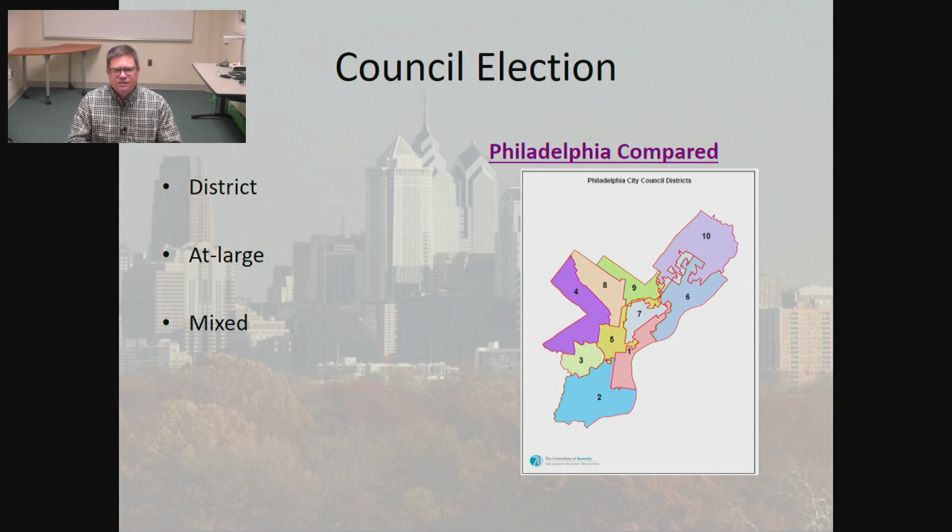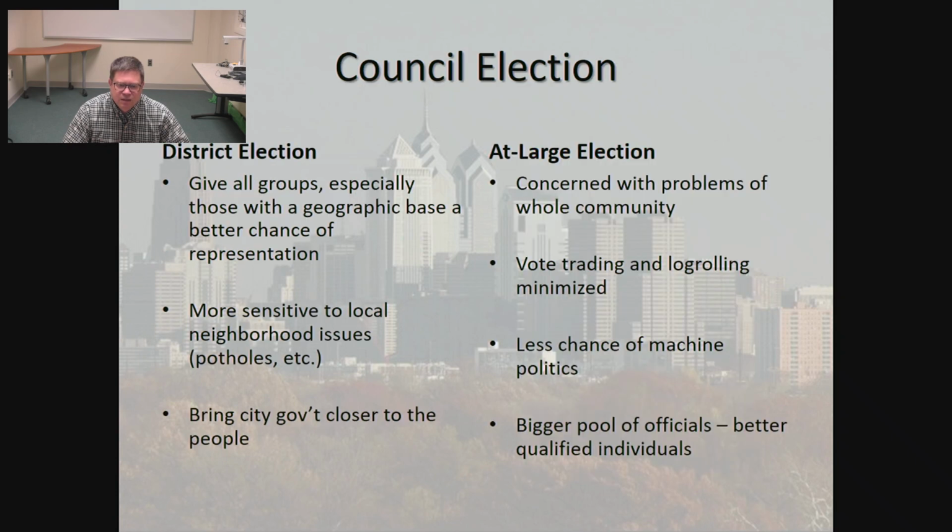And then there are mixed systems, which is what the city of Philadelphia has. So the city of Philadelphia has 10 districts that are representing different neighborhoods, as you can see here. And then on the other hand, they have 7 at-large people that are elected throughout the city. So they represent the interests of the entire city, not just various neighborhoods within the city. So Philadelphia is kind of a hybrid mix. There's 17 members, 10 are from districts, 7 are from at-large.